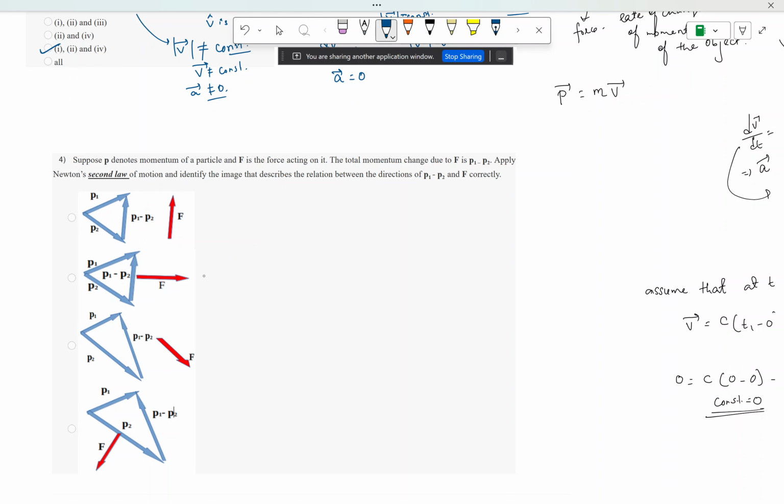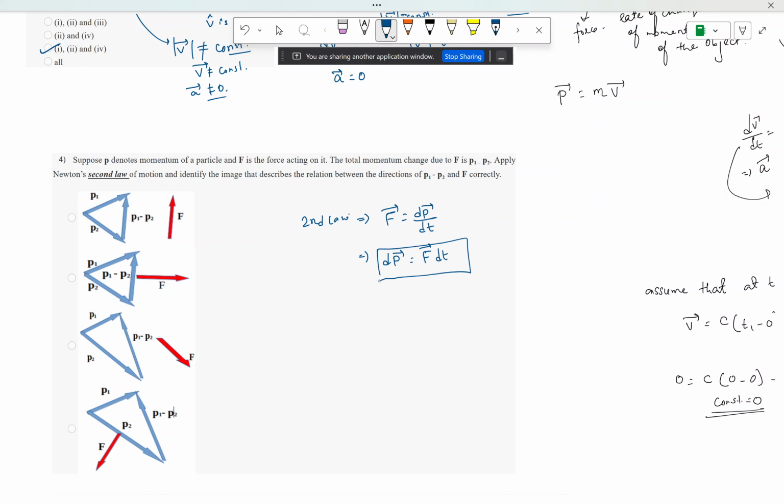So you have a particle. The particle has a momentum P and you are applying a force F on it. Now they are saying you have to apply Newton's second law. Newton's second law states that F vector is equal to dp vector by dt, where dp is the change in momentum in time dt. So the change in momentum vector dp is simply F vector times dt.